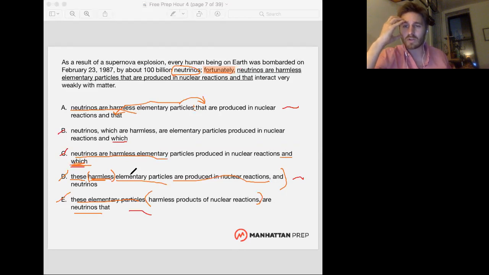Is that a rule that should always happen? What do you mean, Annie? Is what a rule that should always happen? Oh, about the parallelism of that? No, you could do either. You could do particles that are produced and interact, or you could say particles that are produced and that interact. You could do either. You just have to be consistent. I think the GMAT is going to err, and I say this with 60% conviction, the GMAT is going to err on repeating that.